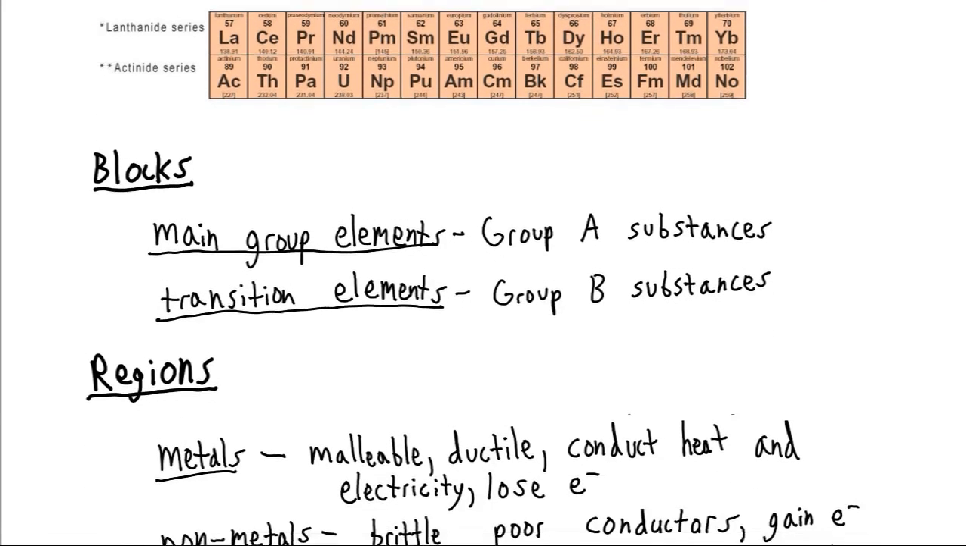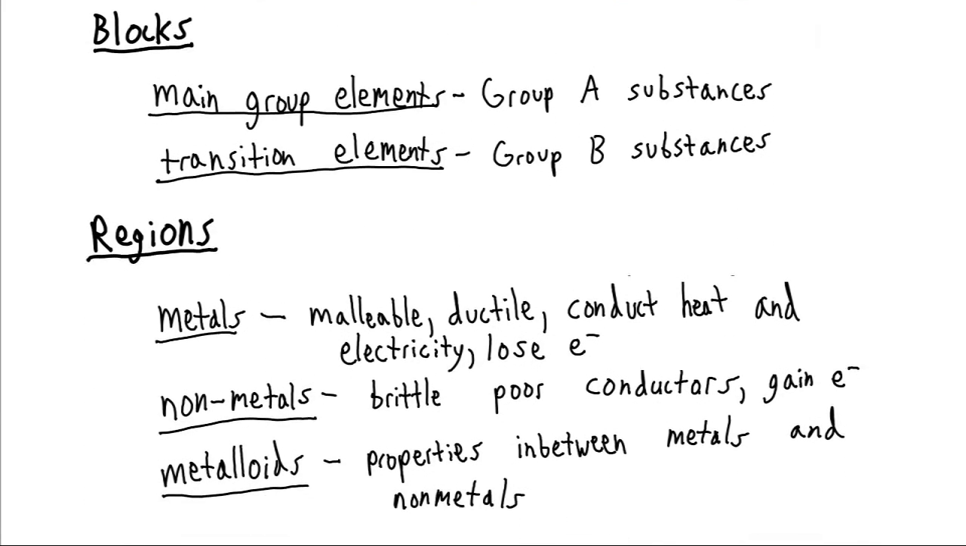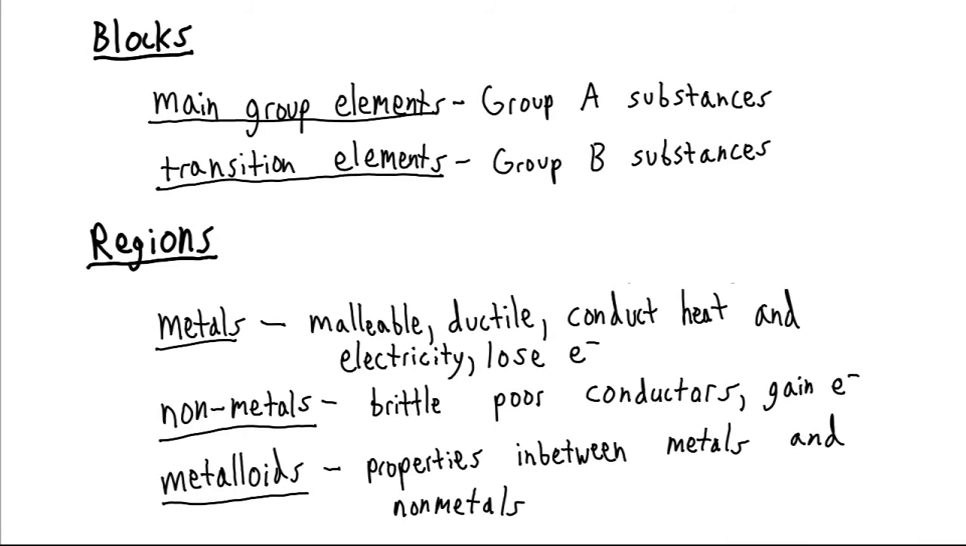Now we can also think of the periodic table as being divided into some regions. We have metals, nonmetals, and metalloids. Metals are malleable. That means you can hit them with a hammer and just dent them instead of break them. They're ductile, so you can thread them out into wire. They're also very good at conducting heat and electricity, and they tend to lose their electrons, especially when forming compounds.